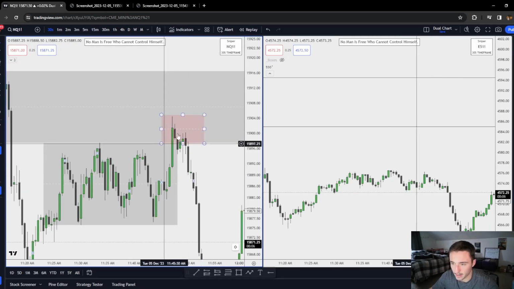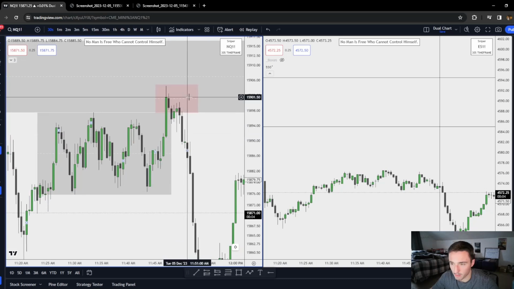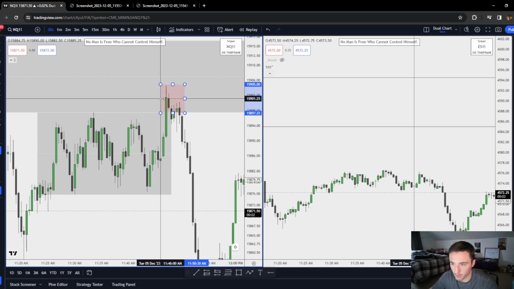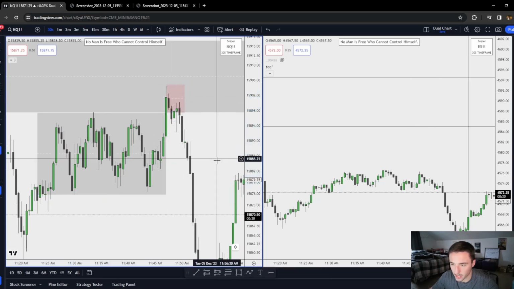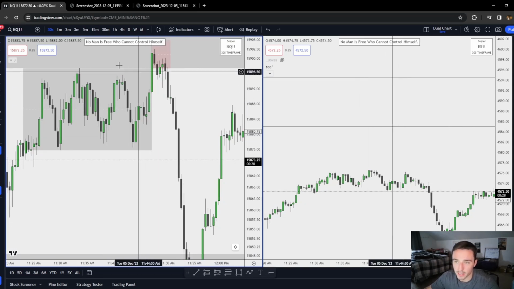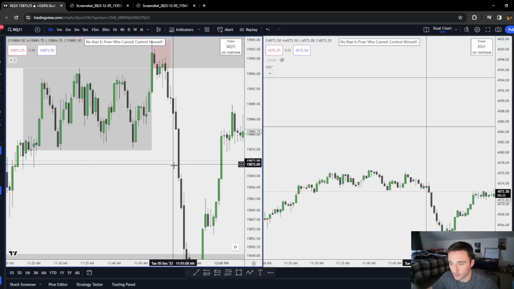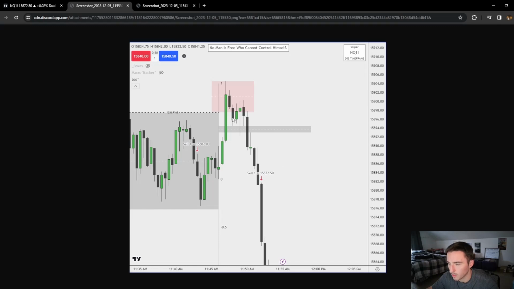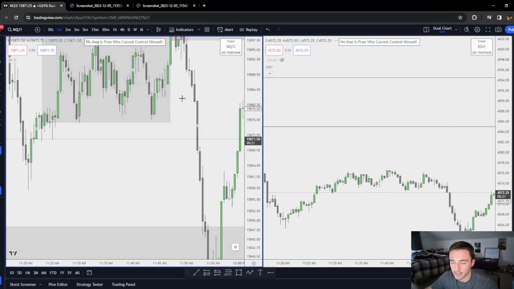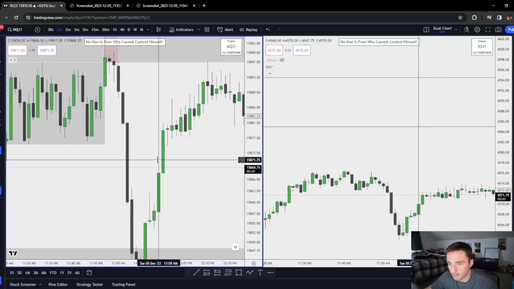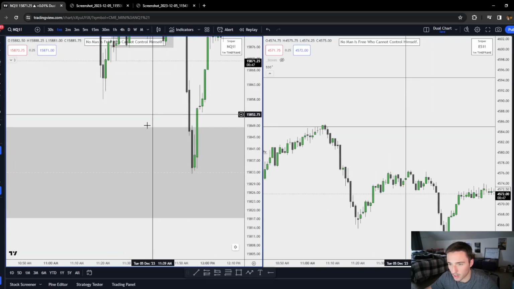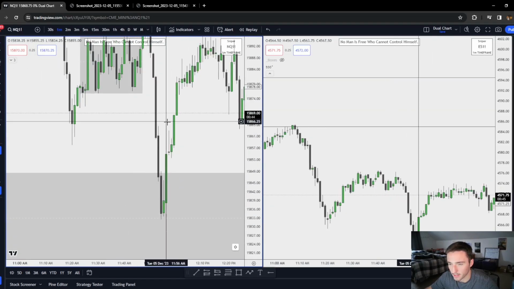I was okay with holding up to here because I knew that 15-minute fair value gap was probably going to be the manipulation if we wanted to push up higher. So I was okay with that, and as soon as this manipulation happened, I added right here on that candle because I realized we probably are not going to have another retracement into a fair value gap because we're in a hurry to get to this hourly imbalance.